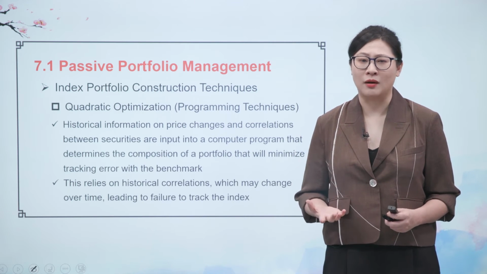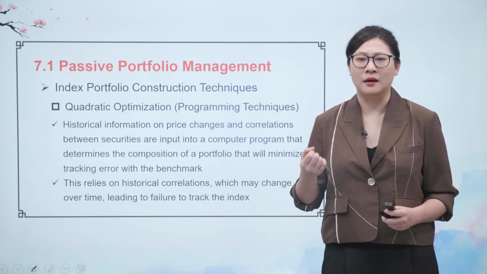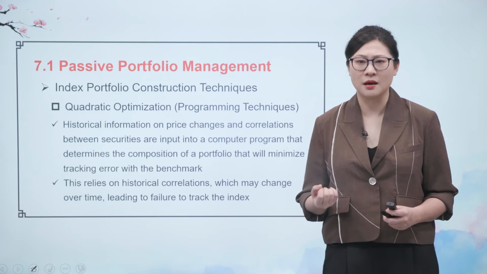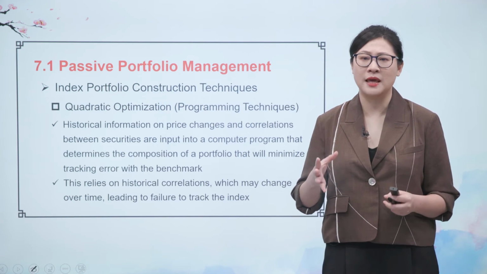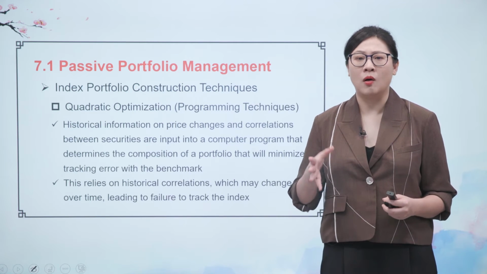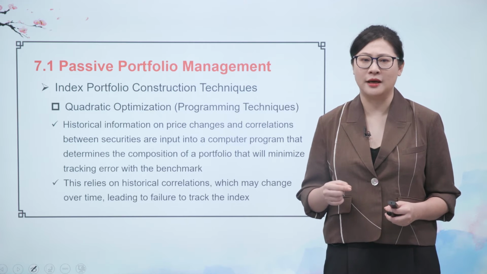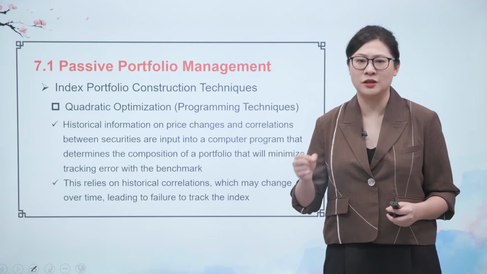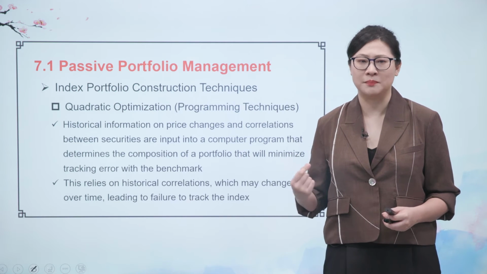So we need the historical correlation, and also the expected return and variance for each individual stock in your portfolio, and then we can put them into the computer, using Excel Solver or MATLAB, to calculate the minimized tracking error for this benchmark, and then we can find the weight for each individual stock. So that's quadratic optimization.